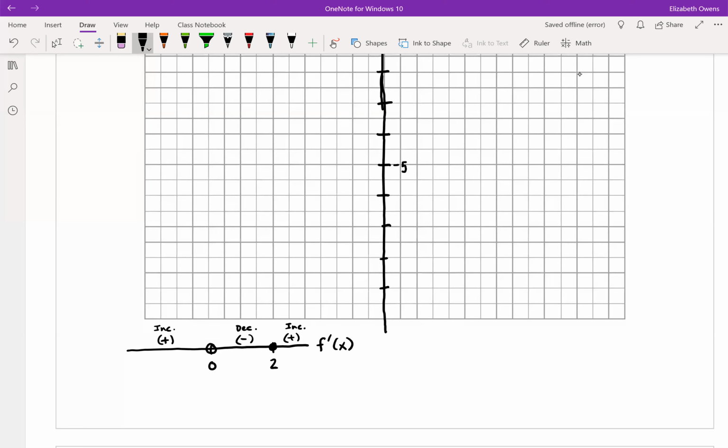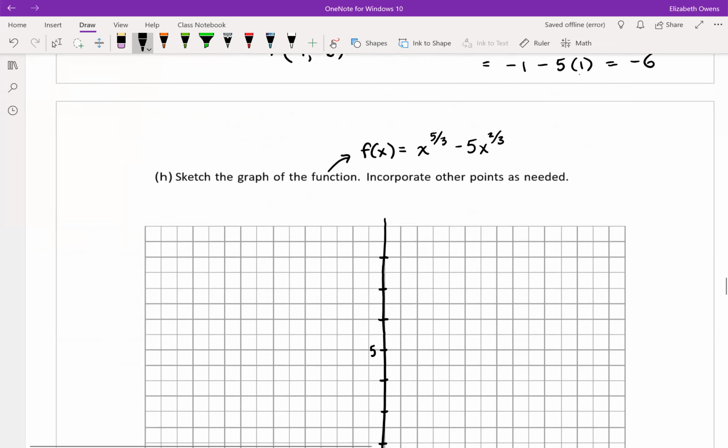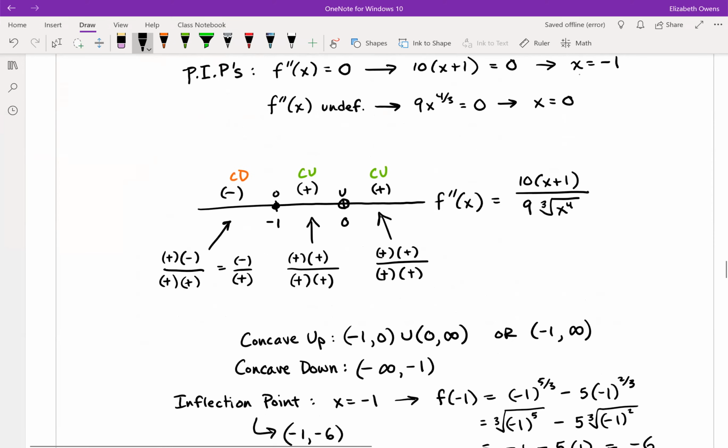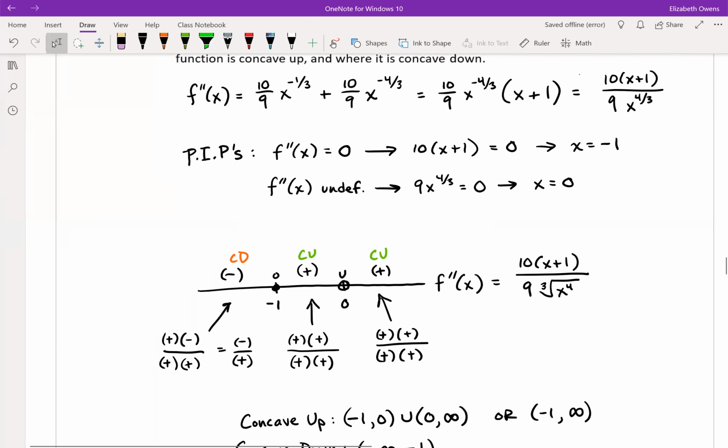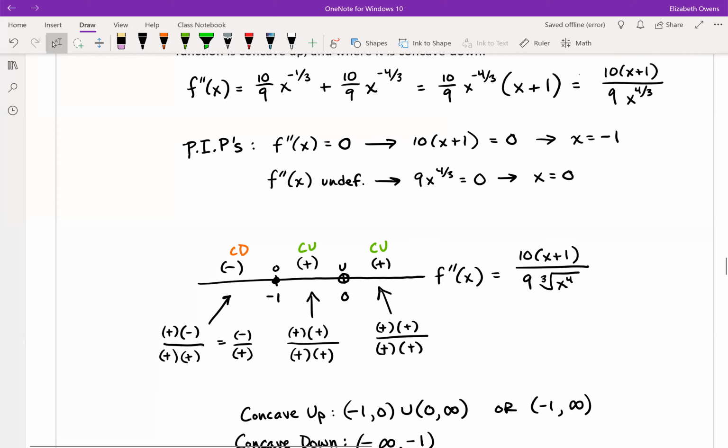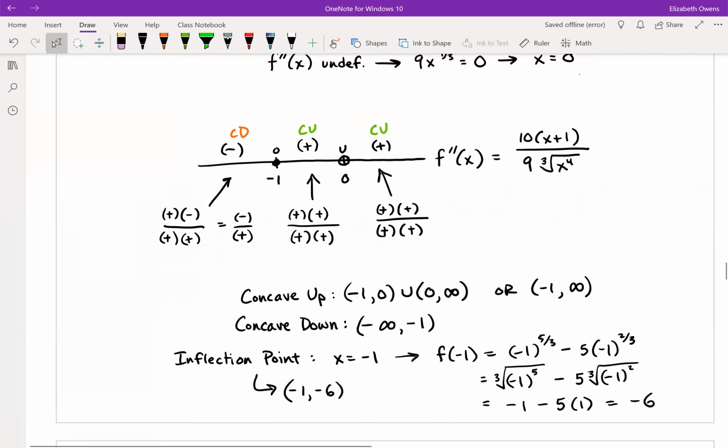then increasing again. Okay, now right underneath that, I'm going to put another number line for f double prime of x and sketch in what was going on there. So here was our second derivative number line. Okay, got our inflection point on there. We'll put that on the graph in just a second. So we have negative, positive, positive.